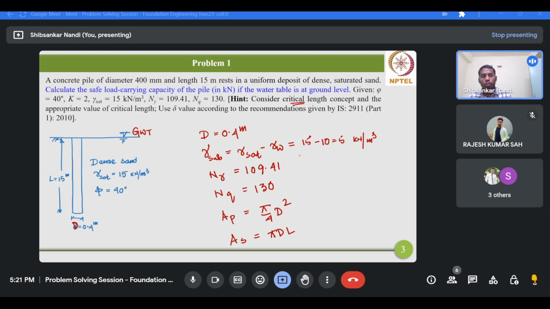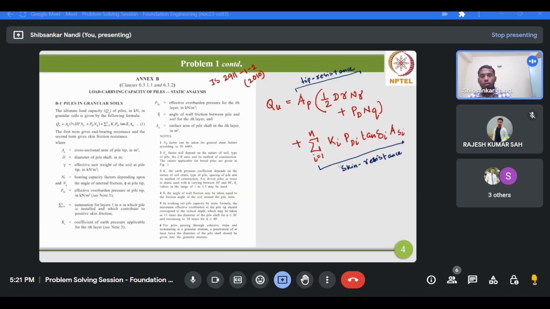Before that, we'll note down the value of the angle of wall friction between the soil and the pile material. For this value we have to go by the recommendations given in this Indian Standard. As you can see, this delta angle of wall friction, this delta value, you can take from these notes.